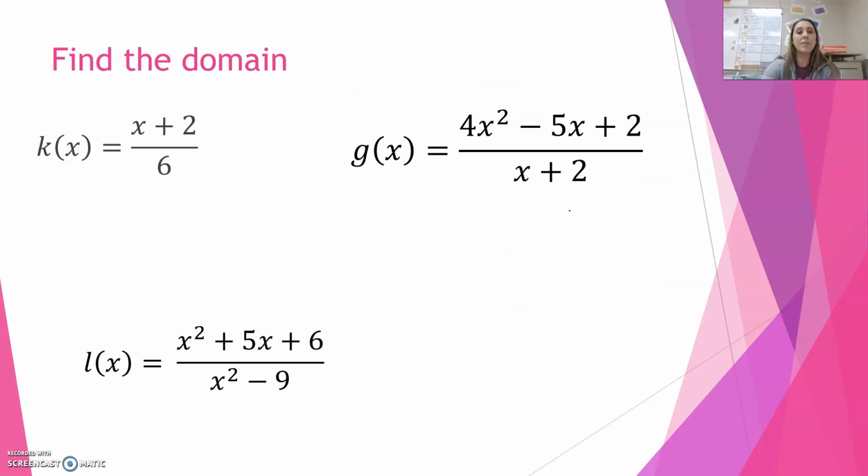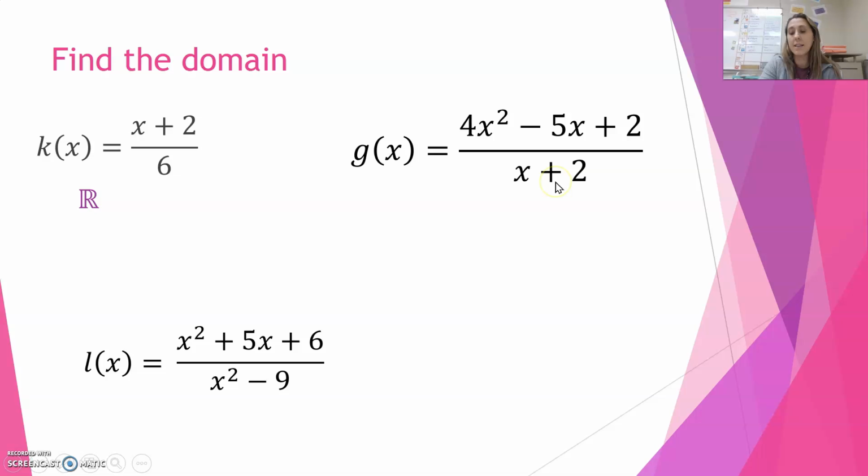Okay, so what I would like you to do is take a few minutes, hit pause, and state the domain for all of these functions. Okay, so hopefully what you did is you started with setting 6 not equal to 0. 6 does not equal 0. So we end up with all real numbers. You could have put negative infinity to infinity, but it is all real numbers. This is just a line.